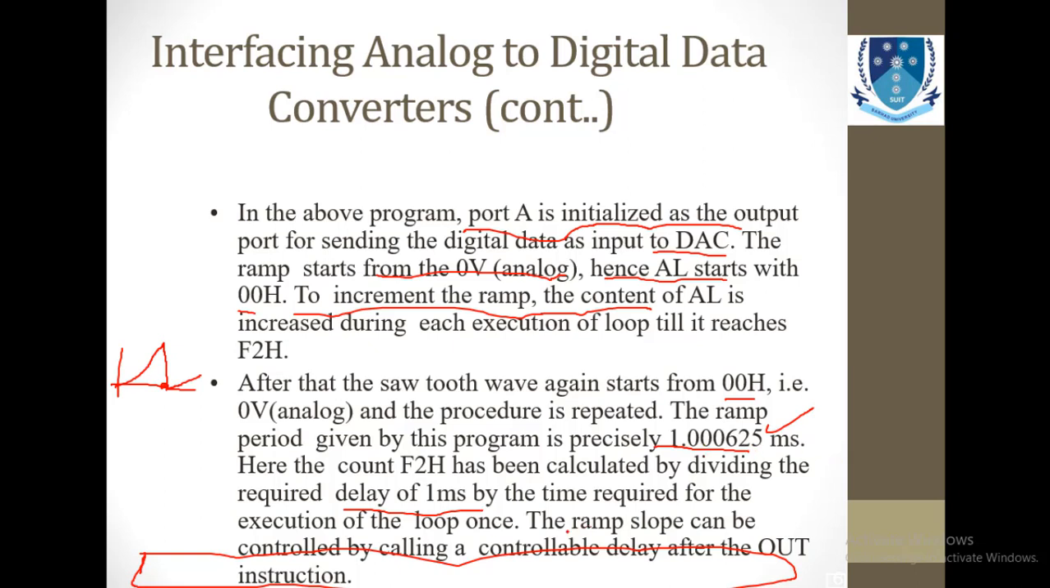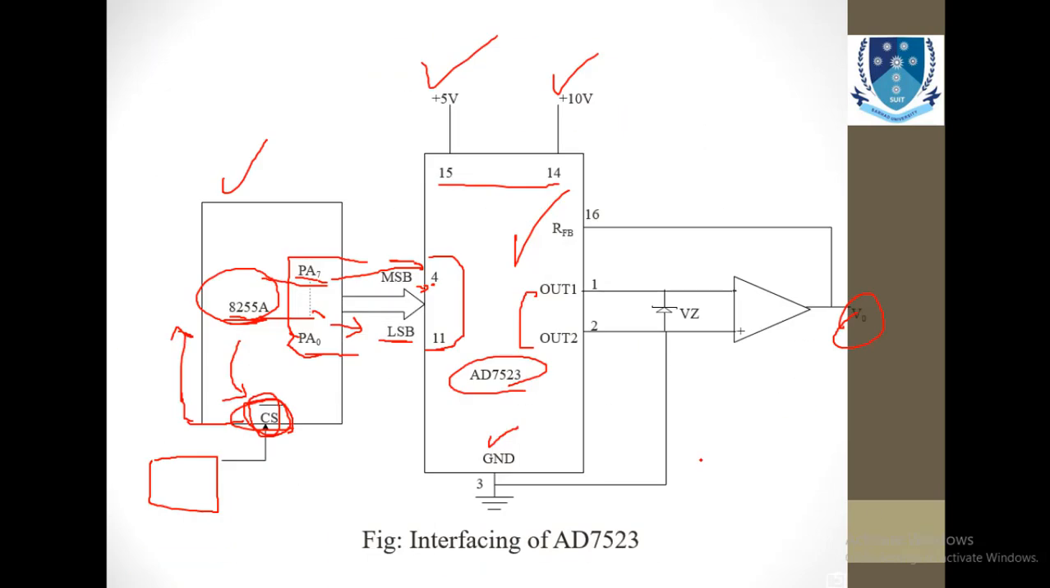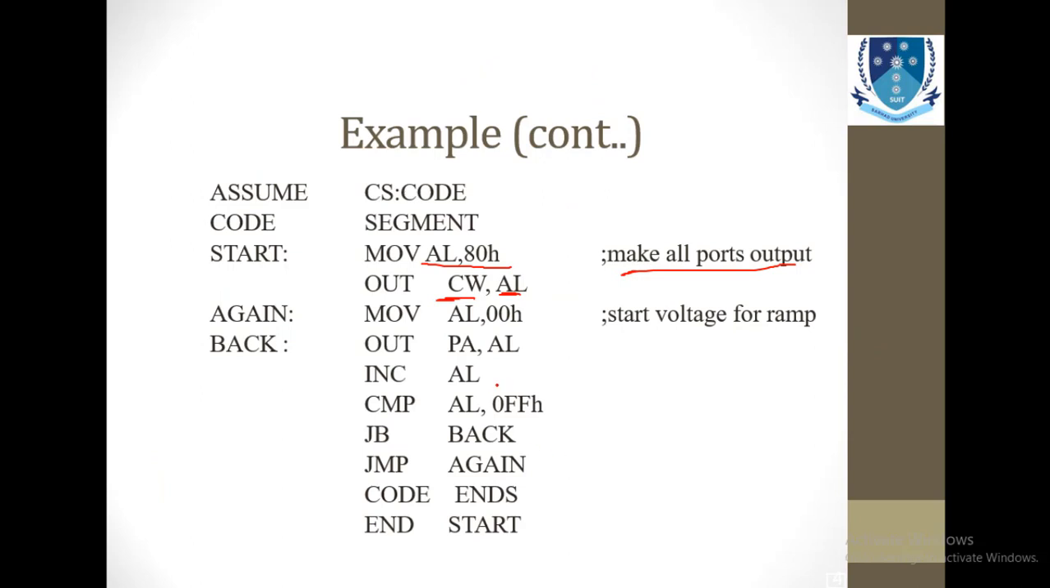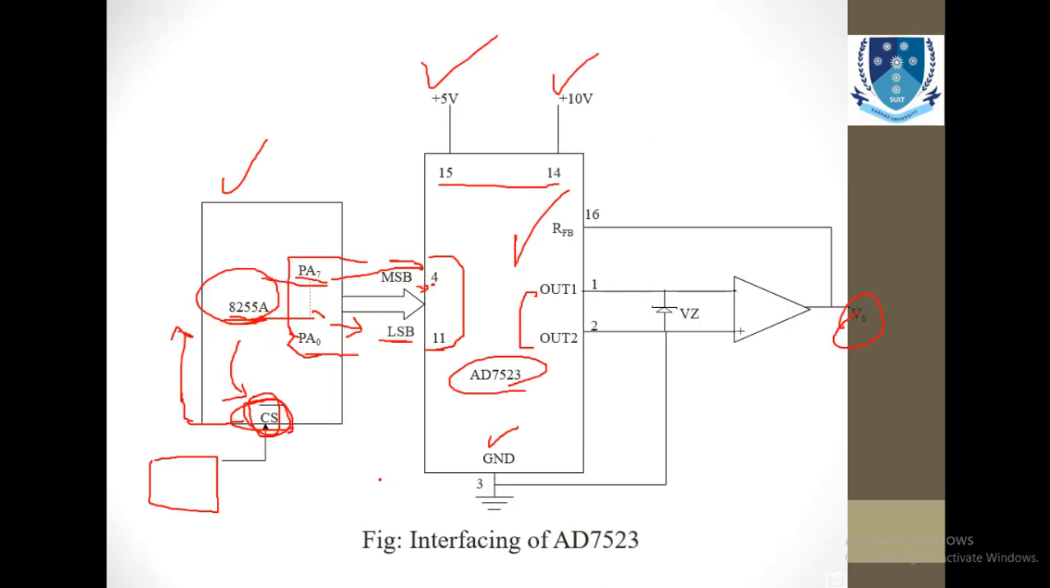The ramp slope can be controlled by calling a controllable delay after the output instruction. So you can also control this ramp time period, or the ramp slope, if you use a delay function over here as well. If you put a delay function over, let's say here, or you can also put a delay function over here, this will provide you a small delay as well.